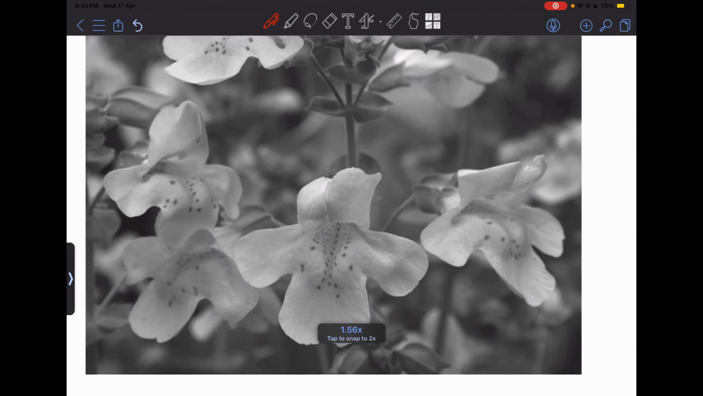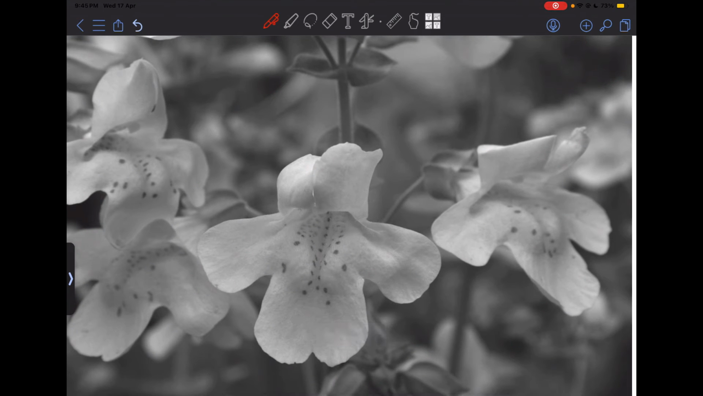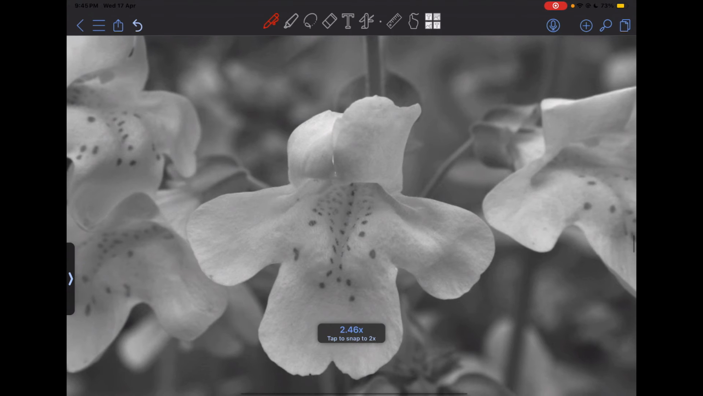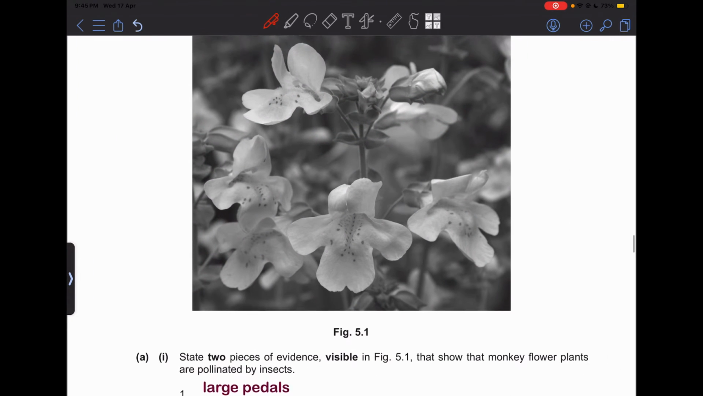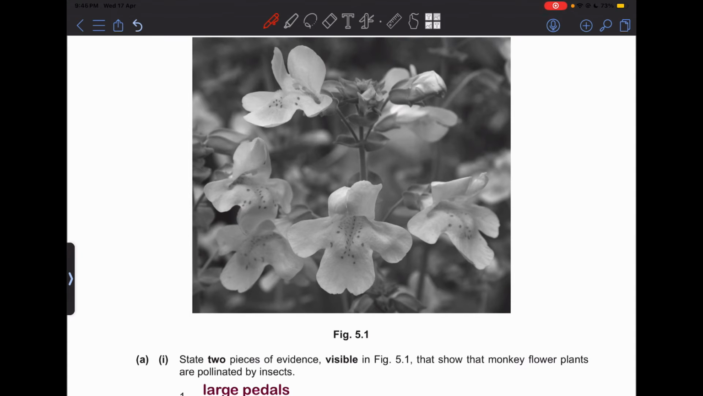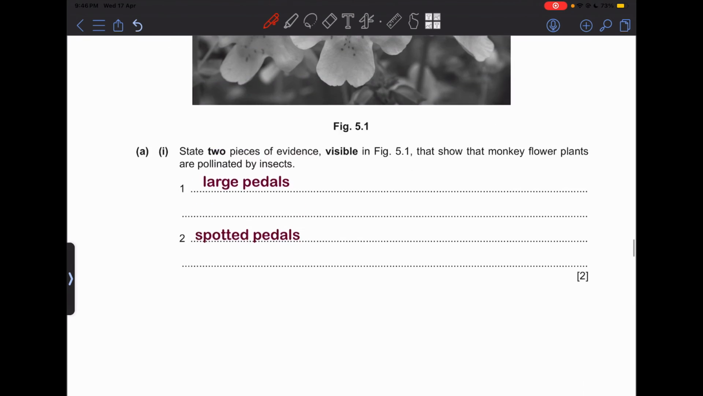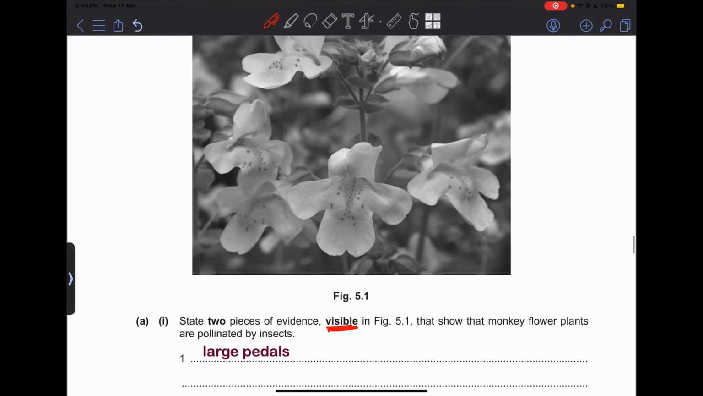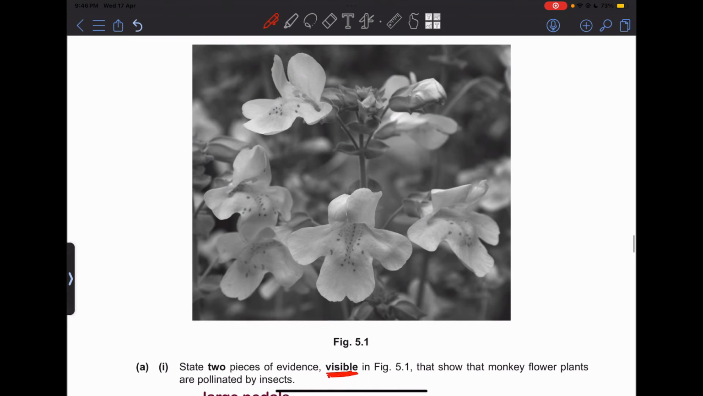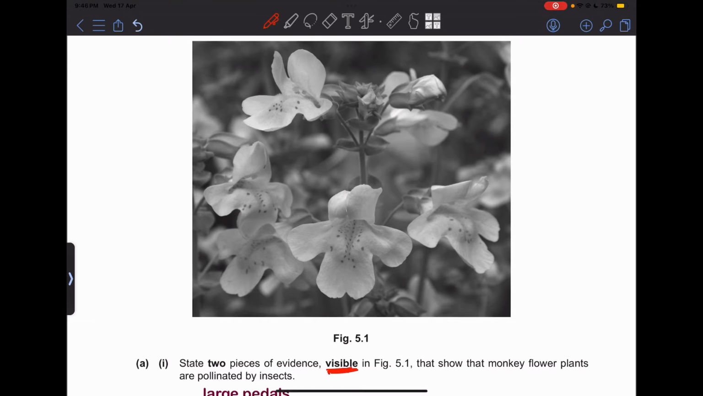So the first thing that I notice is that they are spotted over here. The petals are spotted so that they can attract the attention of the insects, and also they have large petals. This is also to attract the attention of the insects. So you have to say, it is in bold lettering, that it's very important that you say that they are visible in the image, not just any features of an insect pollinated plant that you know from the syllabus.